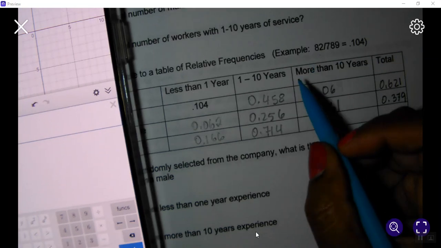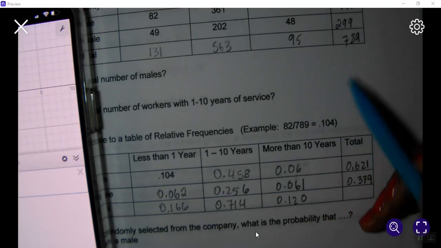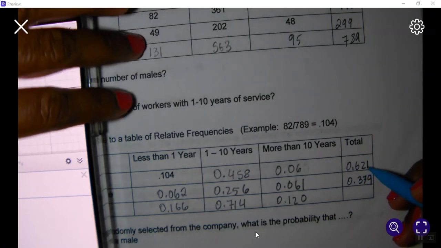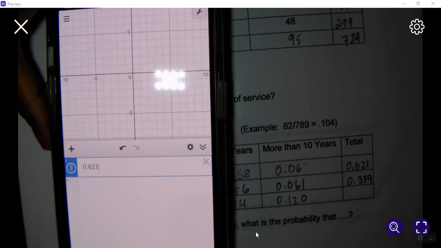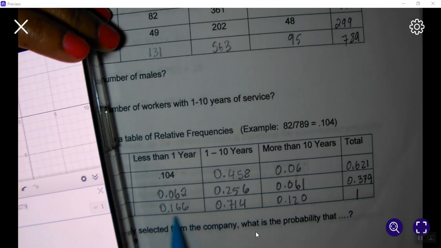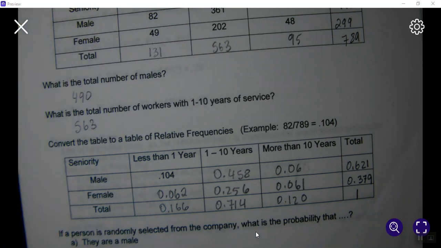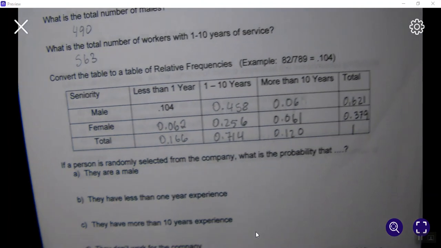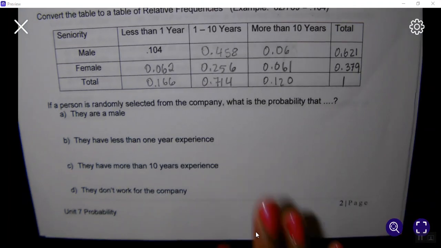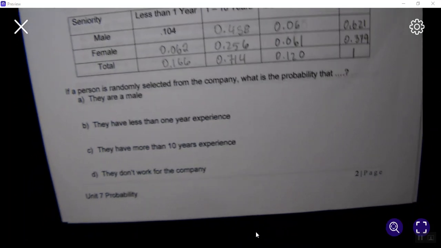Alright guys, so this last one here, this is going to be 1. So like if we were to add these two columns up, we should at least get close to 1. Let's check. So if I had 0.621 plus 0.379, that's equal to 1. That's actually perfectly 1. Same thing here, if you were to add up this column, you will be equal to 1. So now we can go ahead and figure out what the probability is for each of these occurrences, okay?